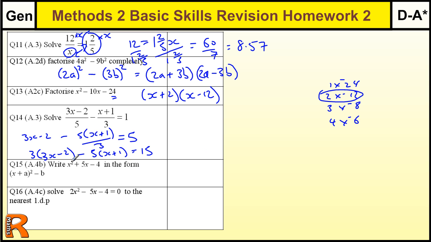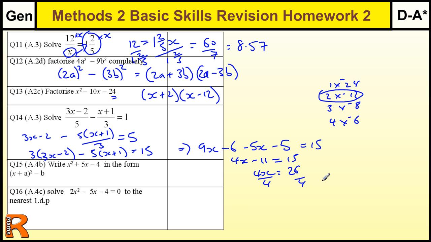And now we have a fairly straightforward equation. We just multiply out the brackets to get 9x minus 6. And then we've got to be careful with our negatives. Minus 5 lots of x is minus 5x. And minus 5 lots of 1 is minus 5. That's equal to 15. So 9x minus 5x is 4x. Minus 11 is 15. So 4x equals 26. We add the 11, then divide by the 4 to give us x equals 6.5.